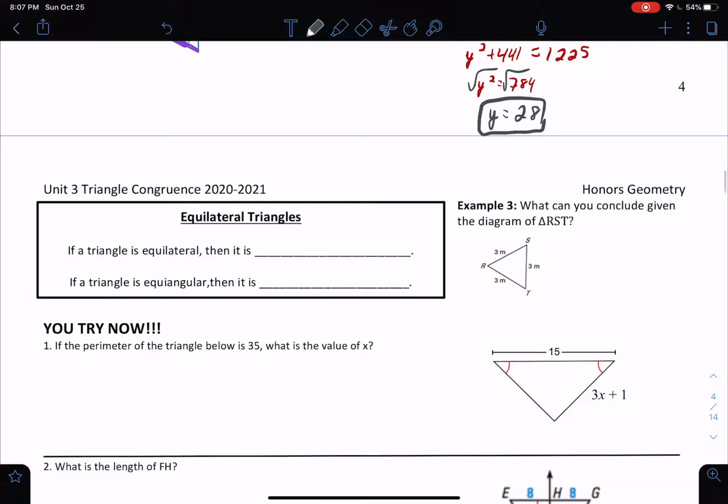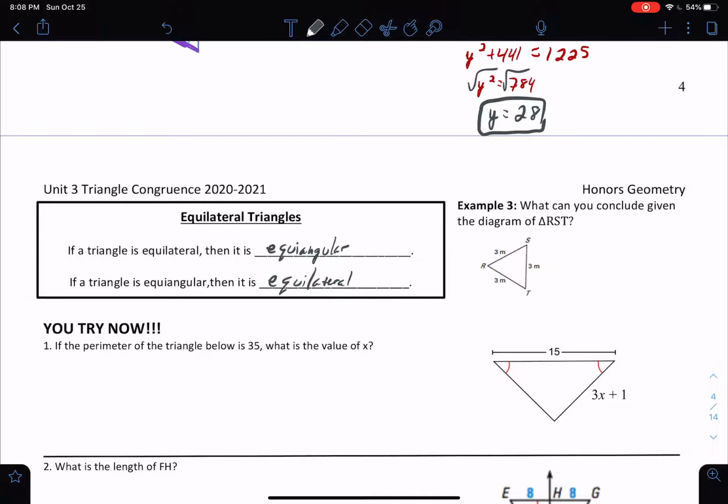Equilateral triangles. So this is just a relationship with equilateral triangles. If it's equilateral, so if all the sides are congruent, it's also going to be equiangular. All the angles will be equal. On the flip side, if it's equiangular, if all the angles are equal, it'll be an equilateral triangle. Which makes sense because of this angle-side relationship.